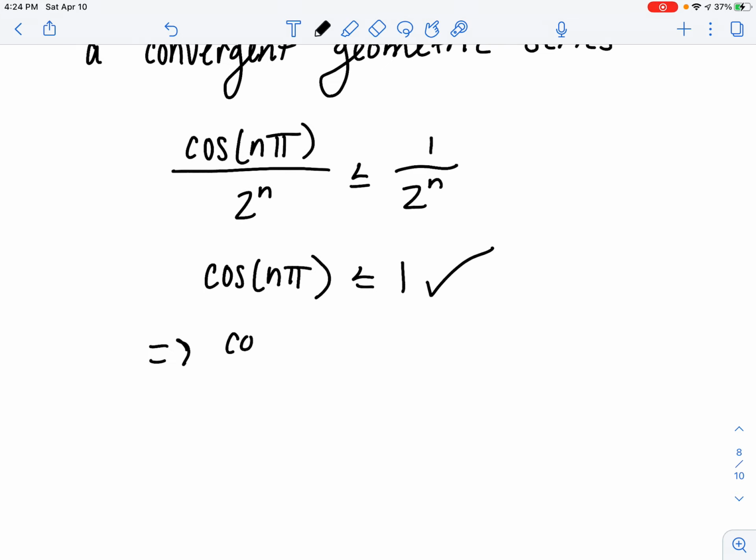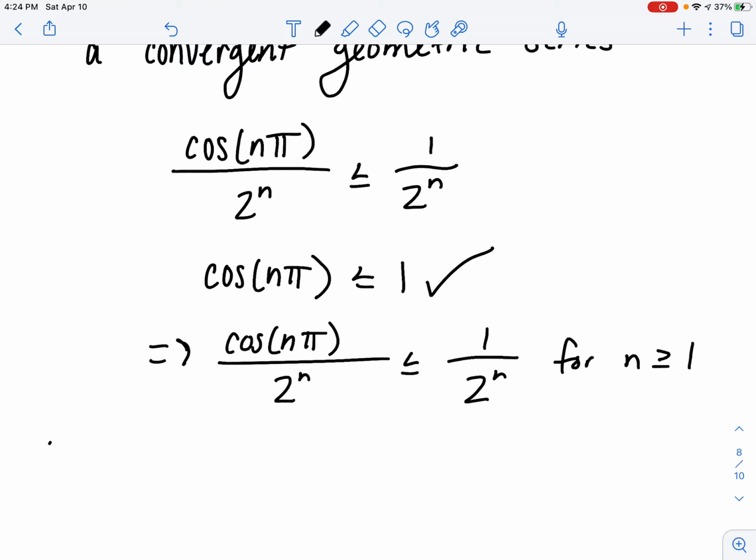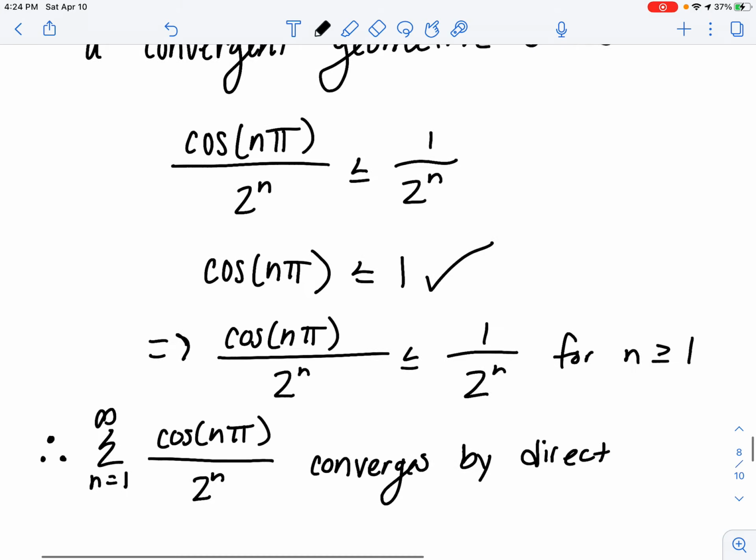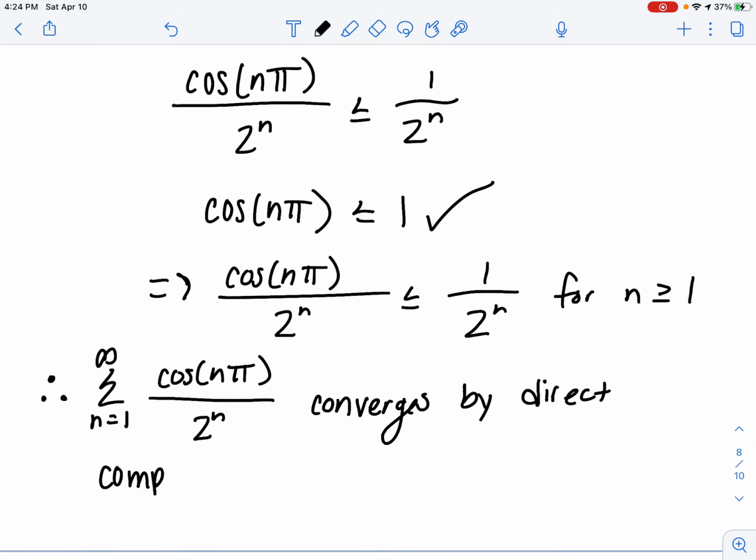So we can say therefore, cosine of n pi is less than or equal to 1 over 2 to the n for n greater than or equal to 1. So then we can say that this infinite series from 1 to infinity of cosine of n pi over 2 to the n converges by direct comparison to the sum of 1 to infinity of 1 over 2 to the n.